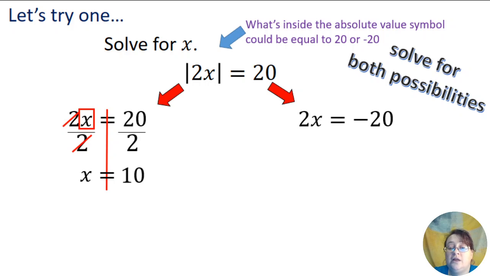Now, let's look at the one on the right here. 2x could be -20. So I'm just going to do the same thing. It's exactly the same steps, but I just start out with a different number on the right.